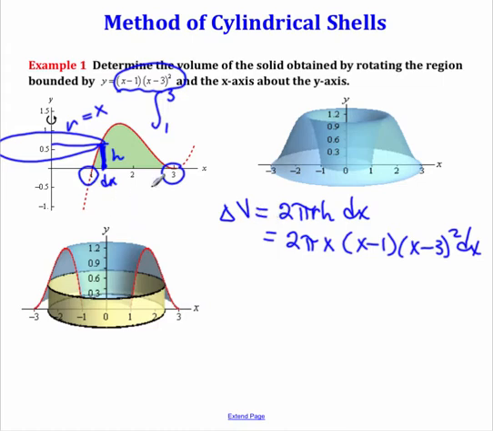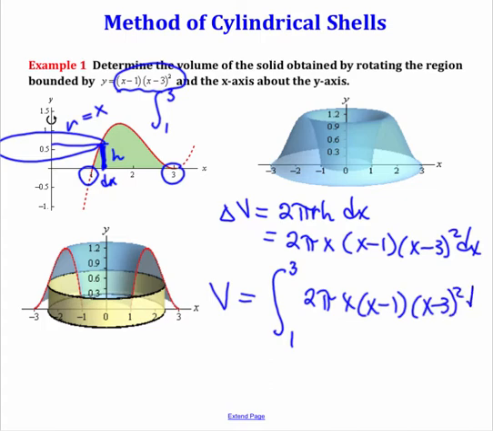So once I have that, I can set up my volume integral. So it's going to go from 1 to 3. And we have 2 pi x, x minus 1, x minus 3 squared dx. We could multiply this out and use the fundamental theorem of calculus, but on the test you will have a calculator and you'll be able to just simply find the volume once you have the volume set up. So the setup is really the most important thing, and make sure you could actually do that. All right, so we're going to take a look at 2 more examples.